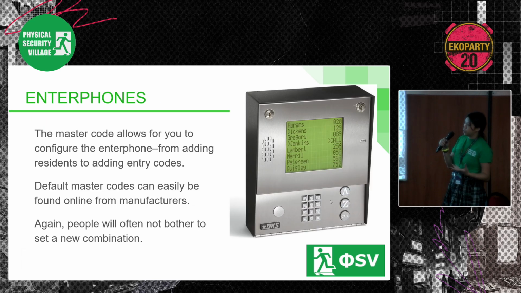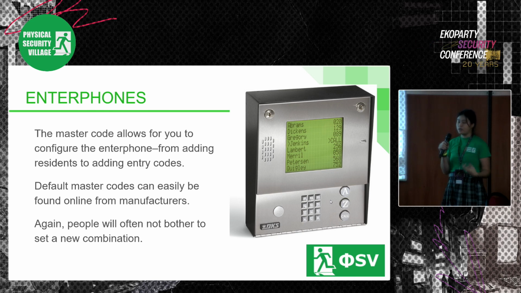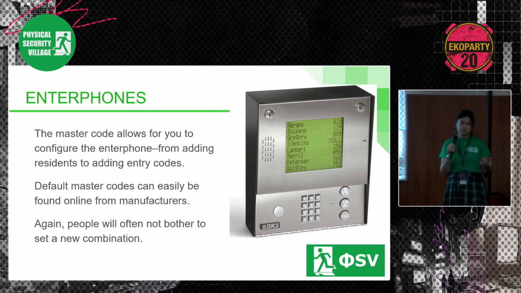So the master code is used to configure the Enterphone. So this lets you add residents and add entry codes and things like that. And a lot of the times you can go online and find what the default is when they come from the factory. A lot of the time people are lazy or don't know how to change the combination, and so they just leave it as the default, and then you can go around with your little list of default keys and just see which ones will allow you access.